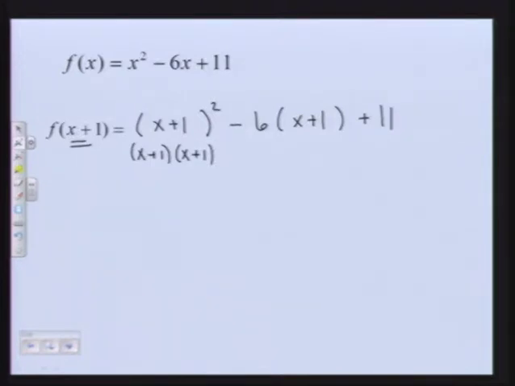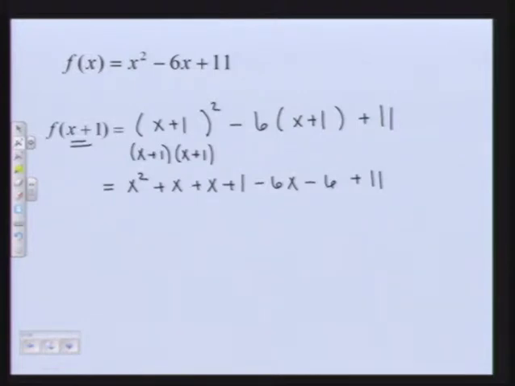You have to FOIL that out. Okay, it's not just square both of those numbers and you're done. We need to make sure that we go through FOIL. We have x squared for our first, outer 1x, our inner is 1x, and our last will be 1. Then we're going to take that negative 6 and distribute it to the x as well as the 1, so we get negative 6x minus 6. And then don't forget about the 11.